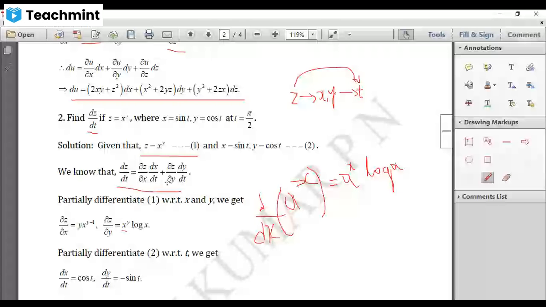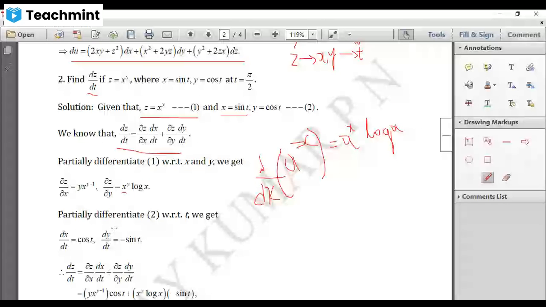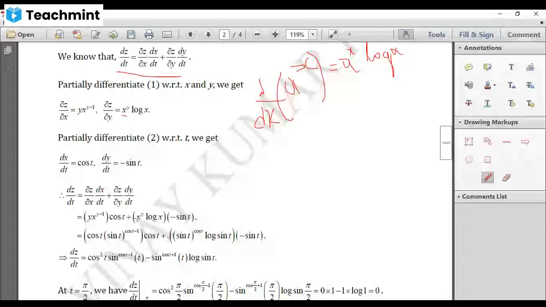Similarly, find dx/dt and dy/dt. What is your x? Sin t. Therefore, dx/dt is equal to cos t. And what is your dy/dt? Minus sin t. After getting all this, substitute in this. So your dz/dt is equal to y into x to the power of y minus 1 into cos t plus x to the power of y log x into minus sin t. But remember, you are differentiating with respect to t. So your answer should be in terms of t only.